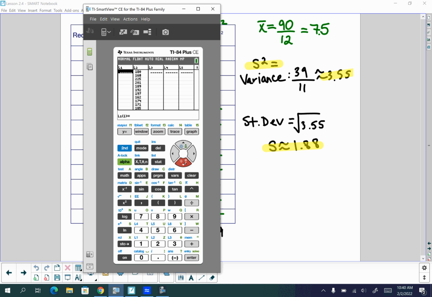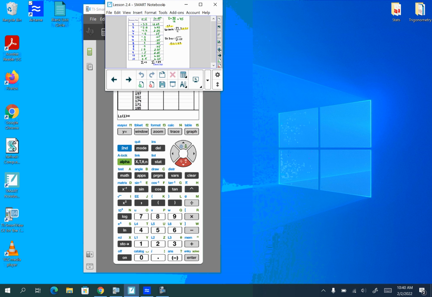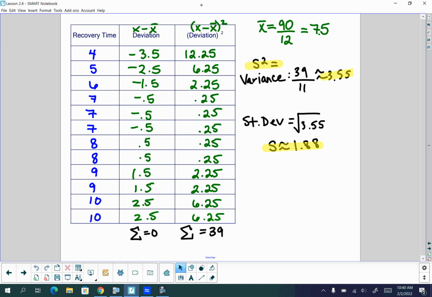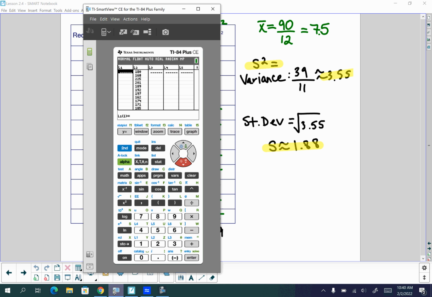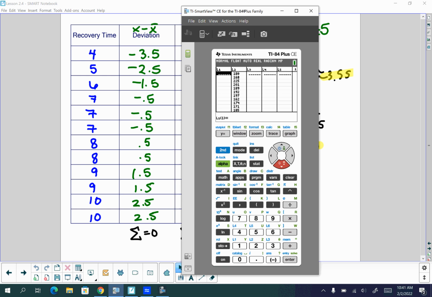Good? All right, take this data that you have in your table for recovery time and put it in L1 real quick. So 4, 5, 6. Move that over a little bit. There we go.